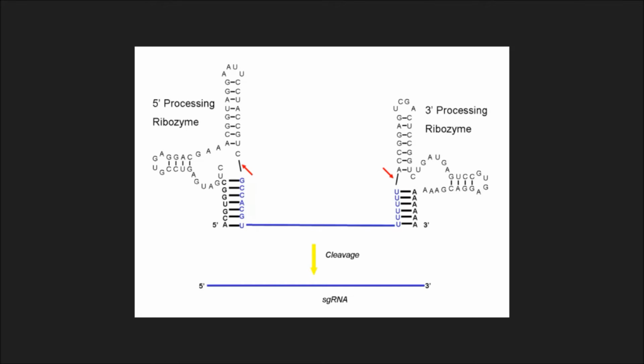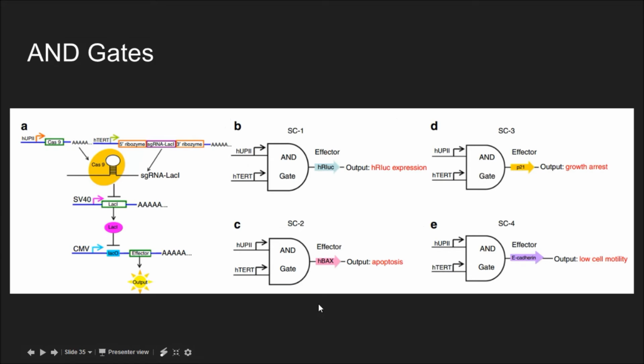This figure shows the same. This diagram shows the sequence and cleavage mechanisms of sgRNA expression vectors. The designed sgRNA sequence is inserted between the two ribozyme sequences, and these two sites are the cleavage sites. And after the cleavage, you get the sgRNA as shown in the figure. These are the AND gates that they constructed in the paper.